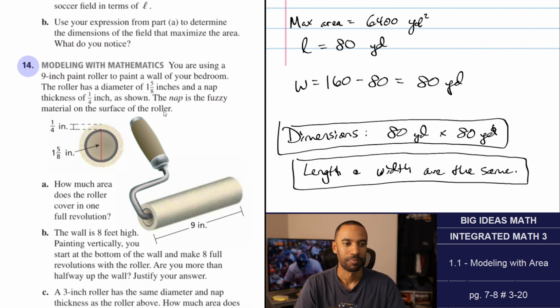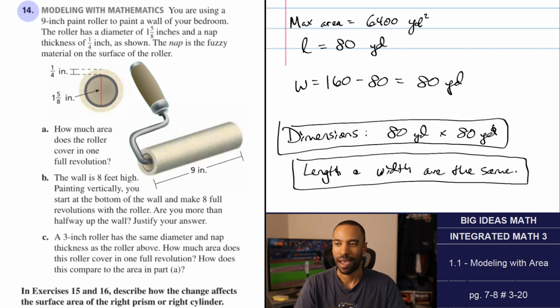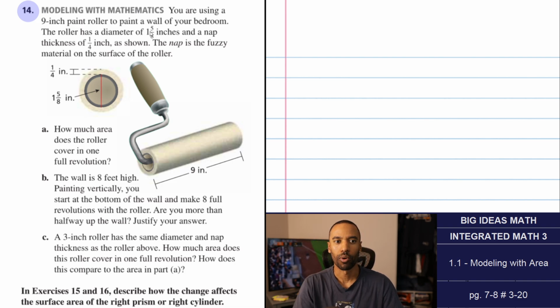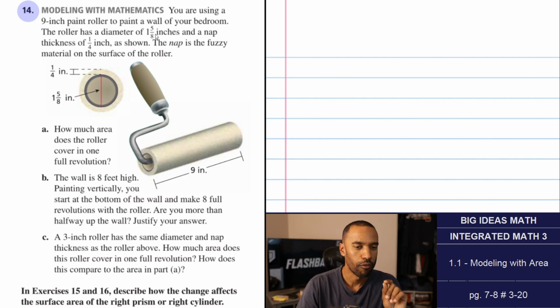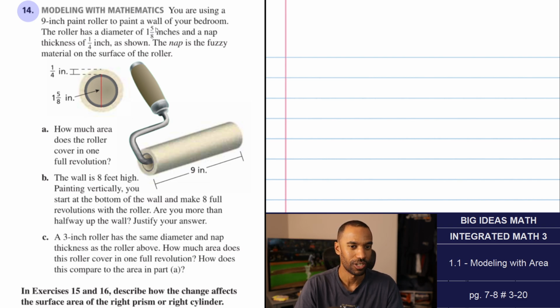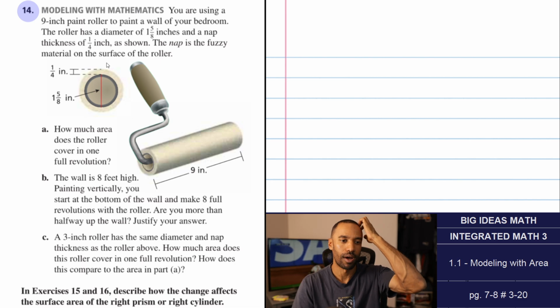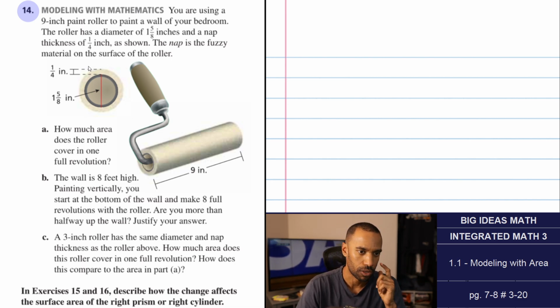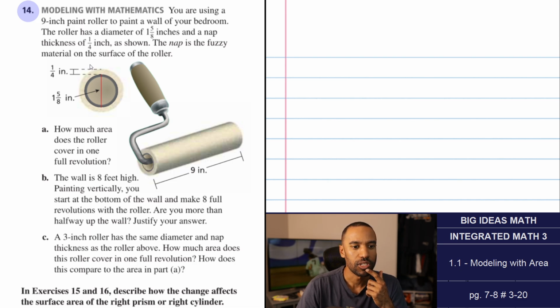Okay, number 14. Modeling with mathematics. You are using a 9-inch paint roller to paint a wall of your bedroom. The roller has a diameter of 1 5/8 inches and a nap thickness of 1/4 of an inch, the fuzzy material on the surface of the roller. How much area does the roller cover in one full revolution? Okay, there's a lot to unpack here.